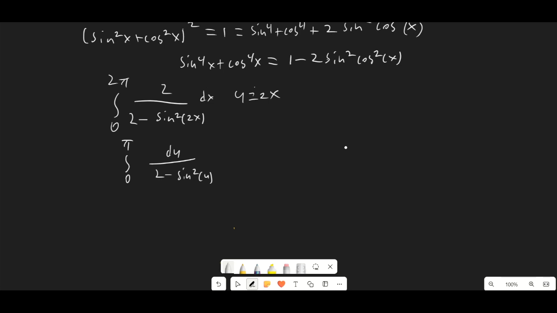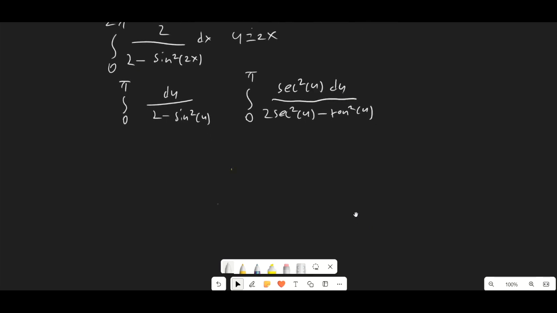Oh, let's multiply on the top and bottom by cosine squared. So we're going to get integral from 0 to pi of, or sorry, it's secant squared. So we're going to get secant squared of u du. Whenever you have only even powers rational function, go ahead and multiply by secant squared, and that's usually going to work out. And we're going to get 2 secant squared of u minus tangent squared of u. And we're going to do v equals tangent u.